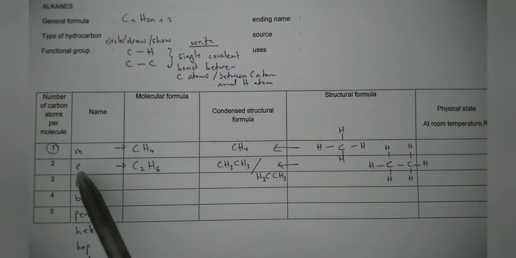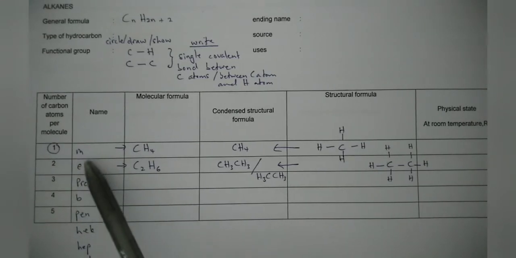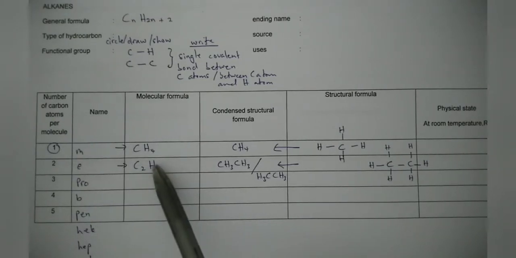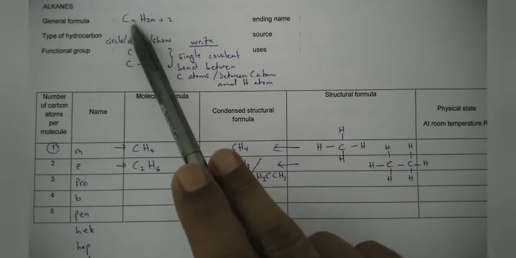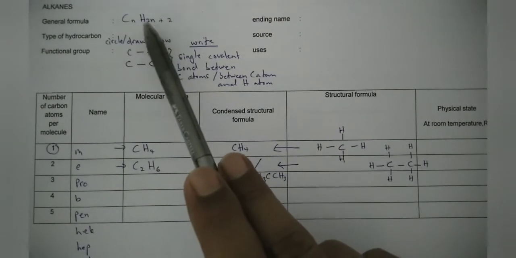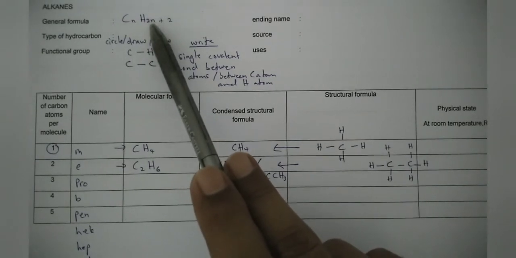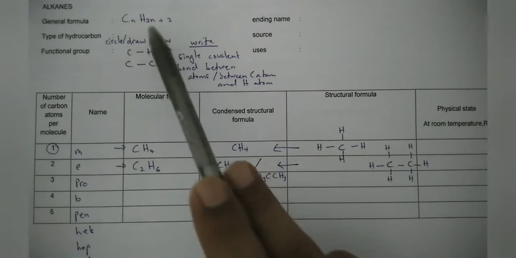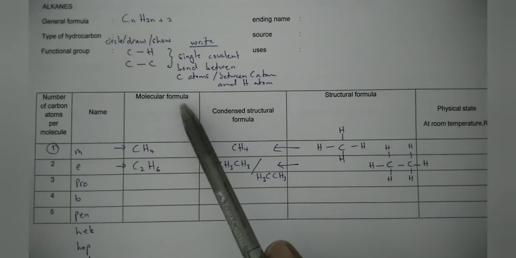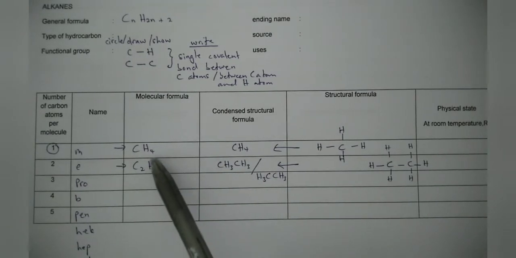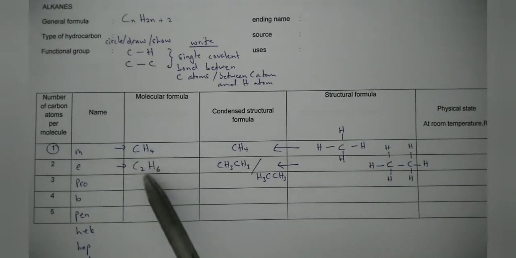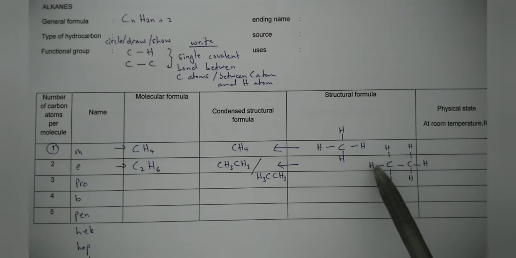How about ethane? One molecule of ethane contains 2 carbon atoms per molecule. So we refer to the general formula, n is 2, C2, H2n, 2 times 2 is 4, 4 plus 2 is 6. So the number of hydrogen atoms in one molecule is 6. So the molecular formula for ethane is C2H6. Based on the molecular formula, we can get the structural formula.